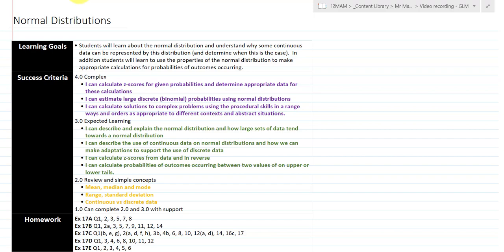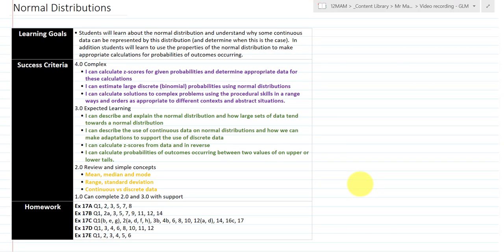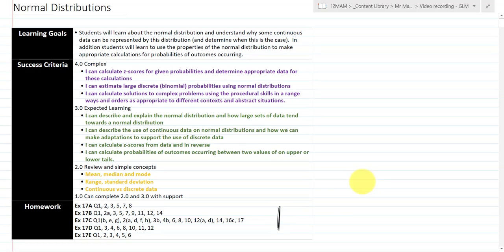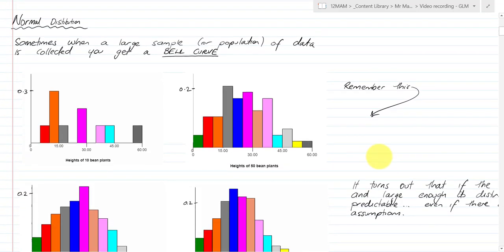This is a large chunk of this topic. So there's your learning goals and success criteria. You can pause now to have a look. We of course are using the Cambridge text, and those are the chapter references with the suggested questions from us. So let's talk about normal distributions.